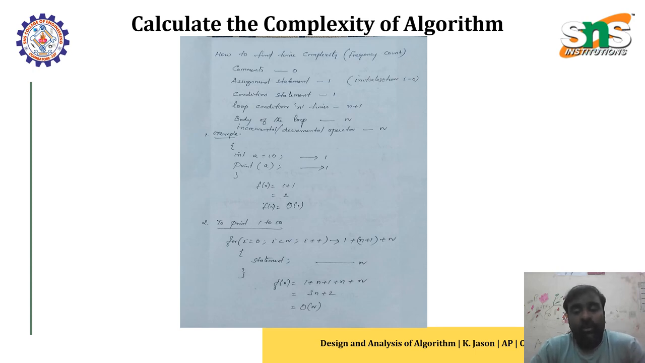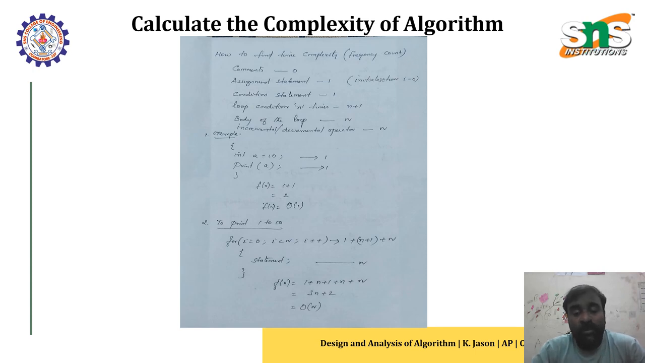Next, a program to print 1 to n. Here we are using a for loop. For the loop execution: I assigned 0 takes 1 unit of time, since it is an assignment statement. I less than n is the loop condition, which runs n plus 1 times, and I plus plus runs n times.